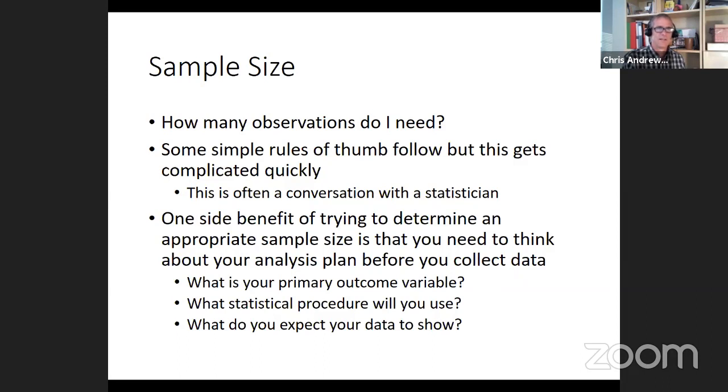So answering these questions helps you clarify what you're actually studying. You may say, oh, wow, I see I need to collect more data on this particular thing, or I need a more precise measurement of that, or whatever. But by having to think through what analysis you're going to do, it'll help you determine what data to collect.